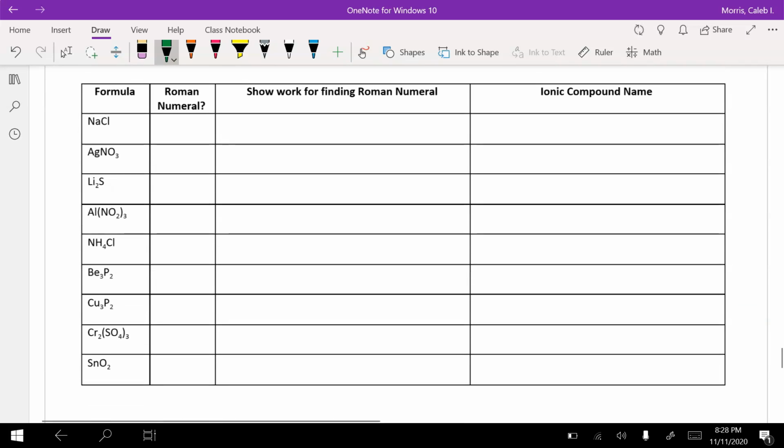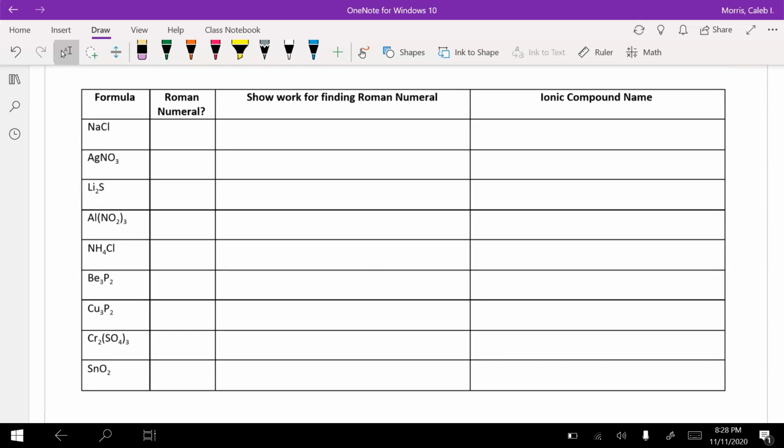Okay, let's look at a few more of these. First, with these we need to decide whether or not we need a Roman numeral. So let's go back to how we know. If it's in group 1 or 2, we don't need a Roman numeral. If it's silver, zinc, or aluminum, we don't need a Roman numeral. But all other metals we need Roman numerals for. So we just look at the first element in each of these and decide whether we need a Roman numeral or not. If it's a metal that is not in group 1 or 2, or silver or zinc or aluminum, then we need a Roman numeral.